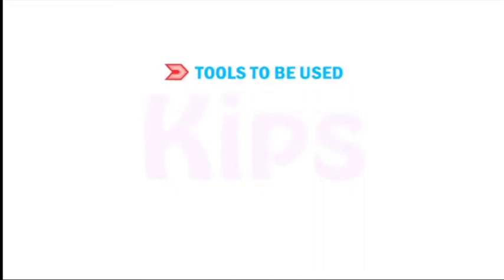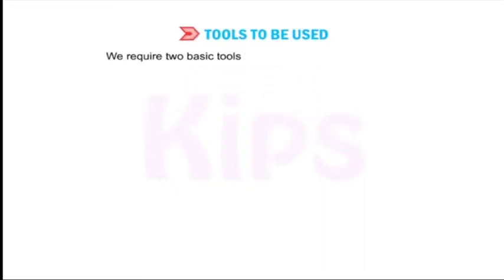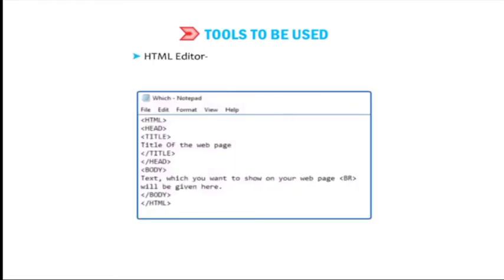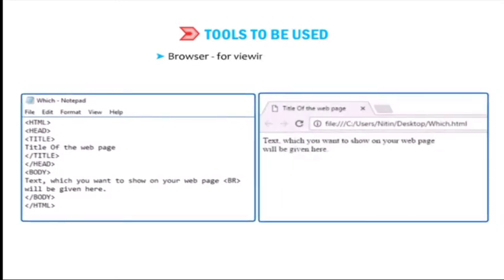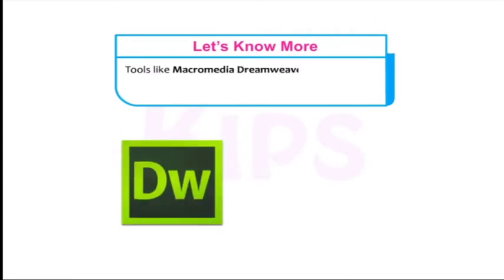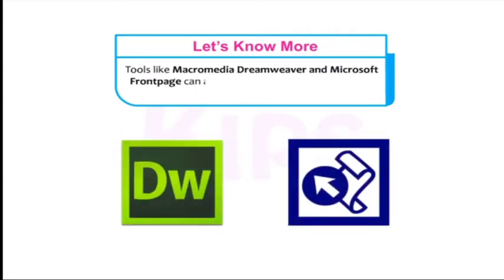Let me explain to you the tools to be used in HTML. We require two basic tools to work with HTML documents. An HTML editor for creating and saving the documents, and a browser for viewing the documents. Students, let's know more. Tools like Macromedia Dreamweaver and Microsoft FrontPage can also be used to develop HTML web pages instead of writing plain text.